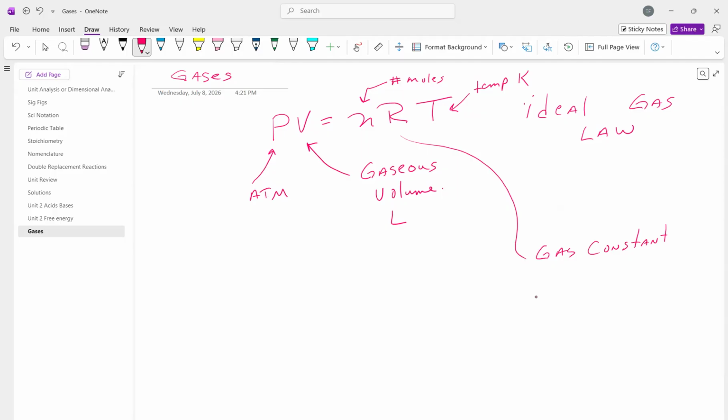The gas constant varies depending on what units you use, mainly for PV. There's a whole bunch of units there, so that everything cancels out.